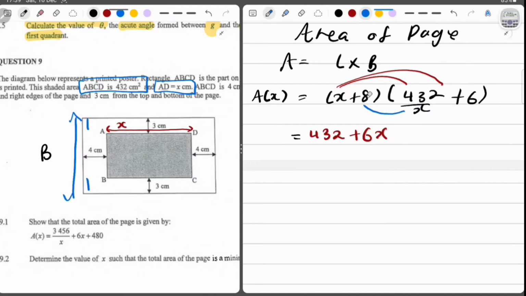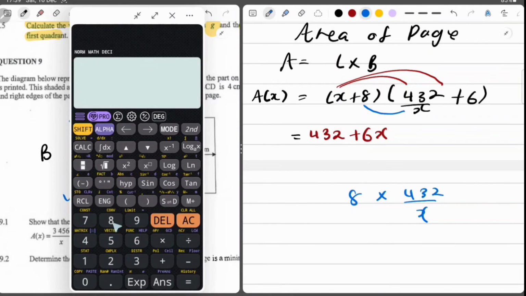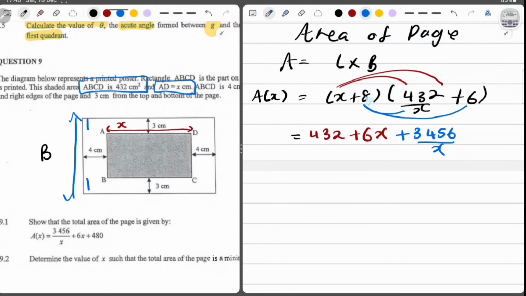Then the 8 is going to multiply to this. As you can see, 8 times this as a fraction, 8 times 432 over x. The 8 and the 432 are just going to multiply. So let's find out what exactly that's going to be. 8 multiplied by 432 gives you 3,456, and then over x. The x is not cancelling here because there's no x here to cancel. And then 8 multiplied by 6 is going to be plus 48 that we get. So this is what we have.